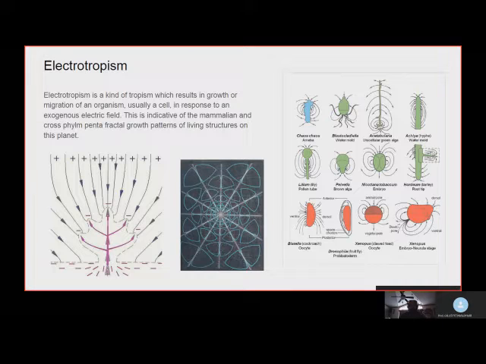Electrotropism is a kind of tropism which results in growth or migration of an organism, usually a cell, in response to an exogenous electric field. This is indicative of the mammalian and cross-phylum pentafractal growth patterns of living structures on this planet. So you can see here, these almost look like living creatures, but it's all describing seed growth and growth on different organisms, like single-celled organisms, mold, amoebas, different things like that. But it almost looks like bugs and living creatures.